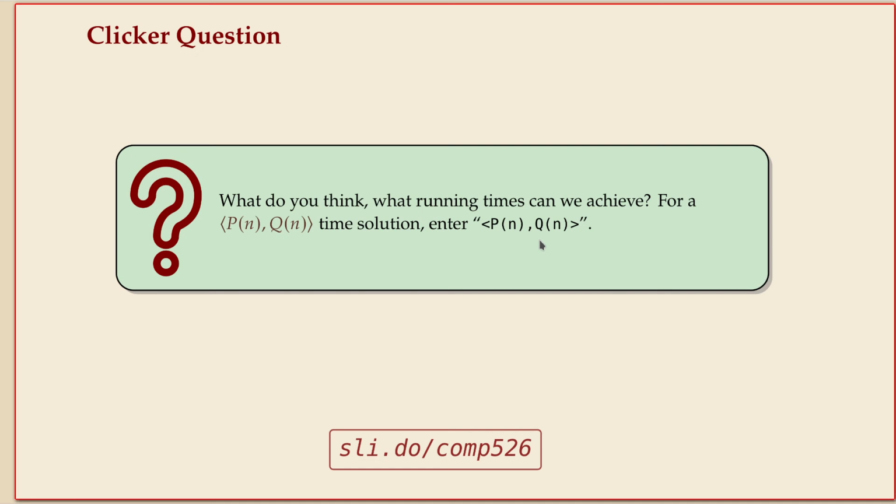Like n to the 10 and 2 to the n. I think these are ridiculously large that no one would really pick them. So your answer should really be two functions, okay? Something like angle bracket open, n to the 10th, comma, 2 to the n, angle bracket close. That's the format I'm after.